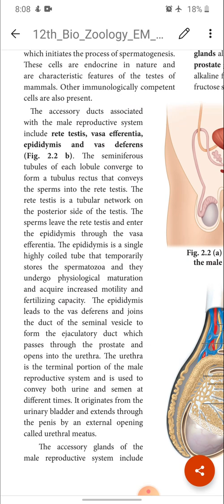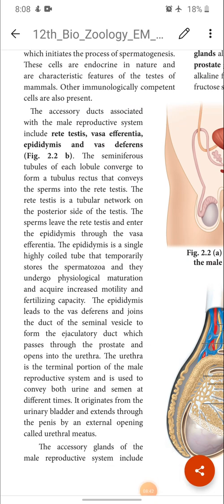These are our accessory glands: seminal vesicle, prostate gland, and bulbourethral gland, which we will see in the upcoming pages. And this ejaculatory duct passes through the prostate gland and opens into the urethra. The urethra is the terminal portion of the male reproductive system and is used to convey both urine and semen at different times. It originates from the urinary bladder and extends through the penis to an external opening called the urethral meatus.